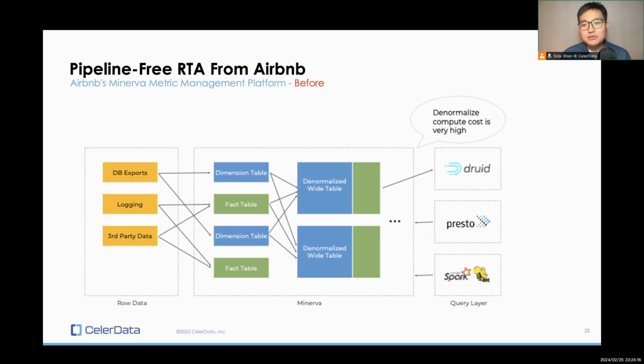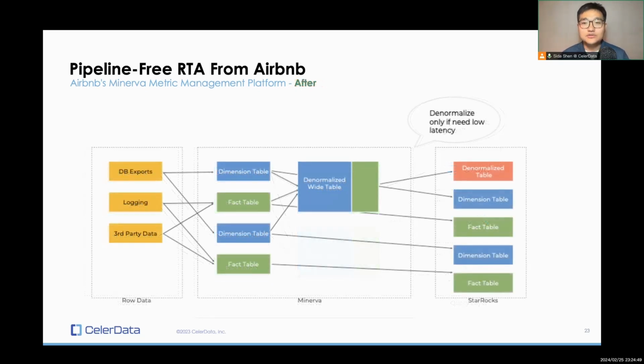So the biggest problem was actually flexibility for them. Every time they make a schema change on the original table, they have to backfill data into all of the big denormalized wide tables, and that takes a very long time and consumes a lot of resources. So a schema change with Druid, with this architecture, can take hours or up to days, which is really not acceptable for a metrics platform, right?